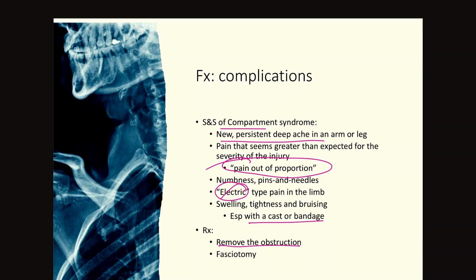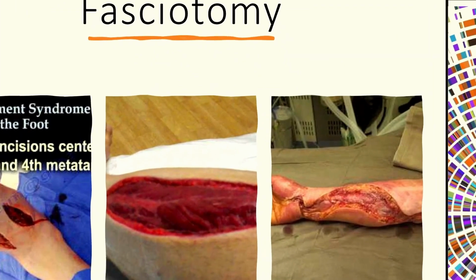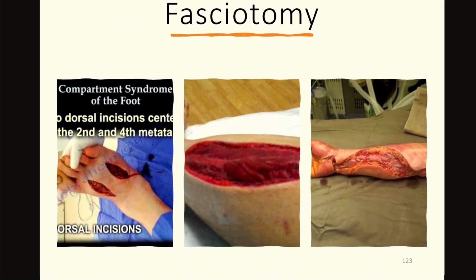So that happened to him. So the other treatment, if you can't remove anything, is what's called a fasciotomy, where you actually cut the fascia. And here are some nice pictures of what it looks like when you do a fasciotomy. You have to remove the pressure. So you cut that and it opens up.